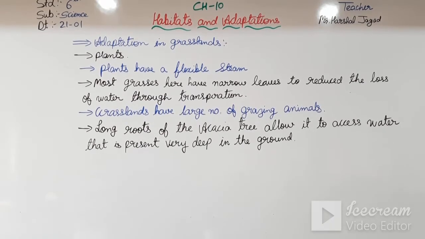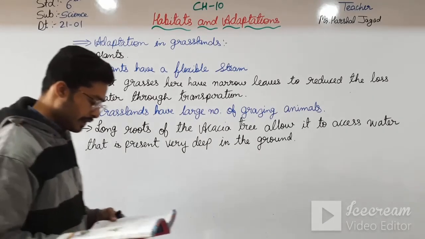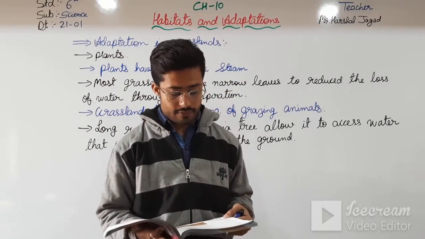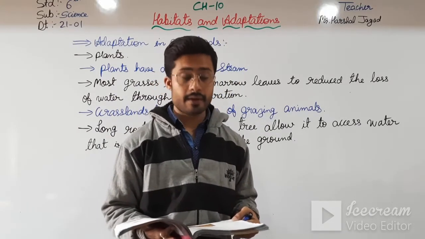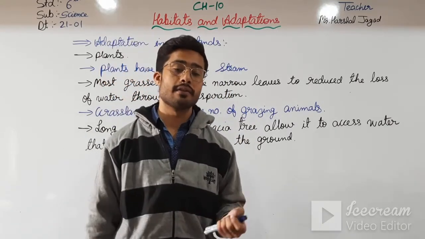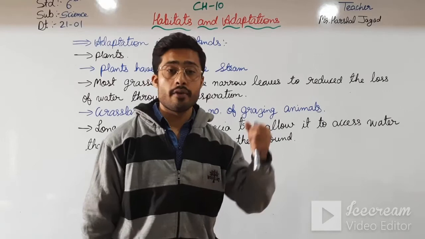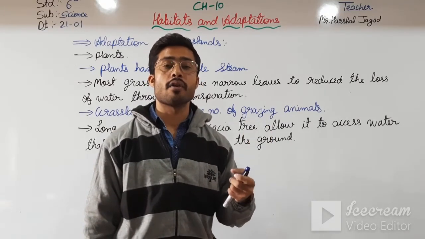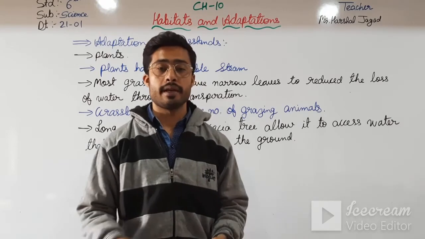So in the animals, you can see here most grassland animals such as gazelle and zebra can run very fast. This helps them avoid being hunted by the predators. We know that the zebra and others can run very fast. So why can they run very fast? So that they cannot be hunted by the predators.